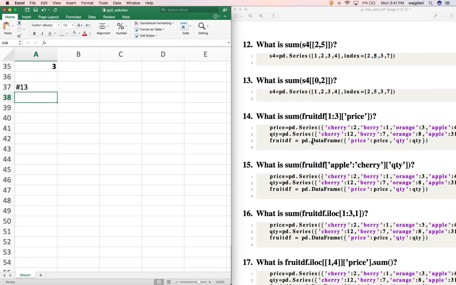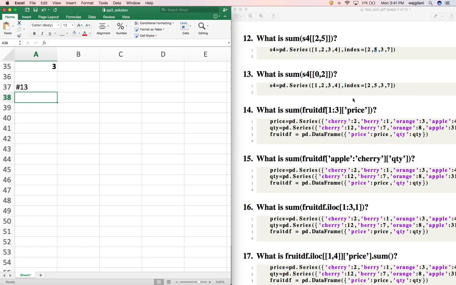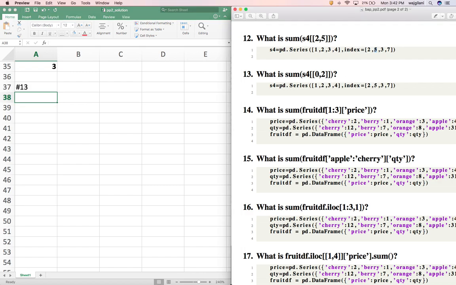Number 13. Again, same concept. Look, you have an index of numbers. You're doing bracket, comma, bracket. I'm going to be looking at the indexes. Zero is, there is no zero.